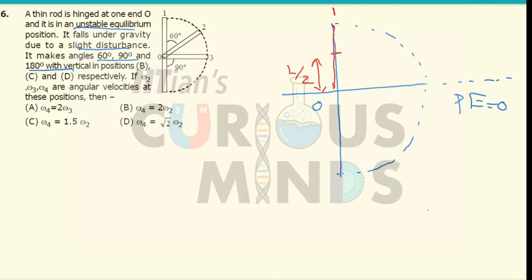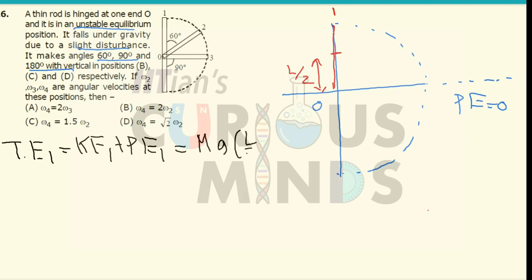So let me first write down the total energy at point 1, which will be equal to kinetic energy plus potential energy. Since it is in equilibrium, the kinetic energy will be equal to 0, and the potential energy will be equal to mgL divided by 2. Let this be equation number 1, we will use this later.